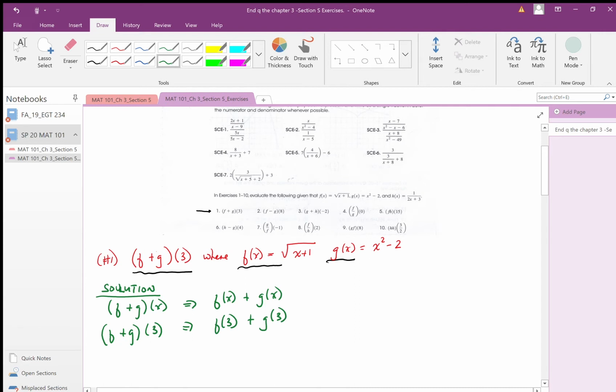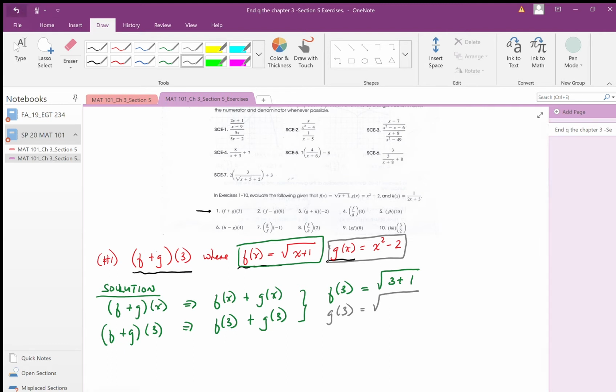Now our f of 3 will equal, this is my f of x here, so wherever I see x I'm going to put a 3, and that's going to be the square root of 3 plus 1. And then my g of 3, I'm going to look at the g of x function, and wherever I see x, I'm going to put a 3, and that's going to be 3 squared minus 2. This is going to give us the square root of 4, which equals 2. And this is going to give us 9 minus 2 equals 7.